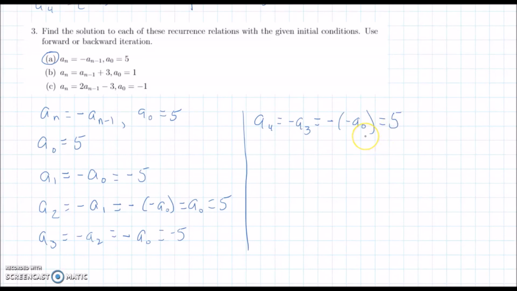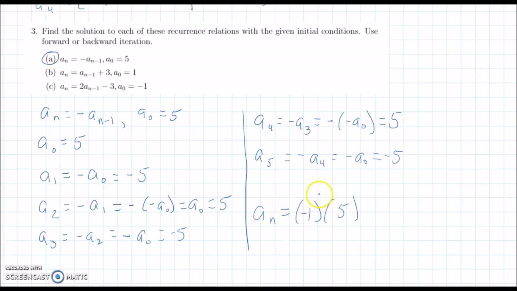So look what happens. I'm just alternating back and forth from 5 to negative 5. Let's do one more. This is going to be negative a_4, but a_4 is just a_0. So this is negative a_0, so a_5 is negative 5 again. So that tells us that we can write a_n, well, it's always either plus or minus 5. So I'm going to be multiplying something by 5. And to get that plus or minus, I'll multiply it by negative 1. Now notice, whenever we have an even power, it's positive 5. When we have an odd power, it's negative 5.